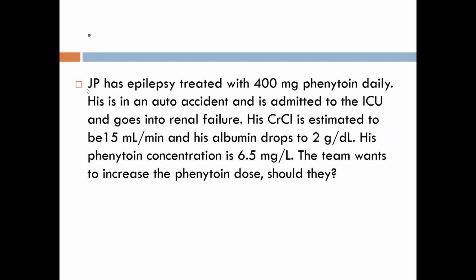Now, here's another case. JP is epilepsy treated with 400 milligrams phenytoin daily. He's in an auto accident and is admitted to the ICU and goes into renal failure. So that's important to know because then we have problems with our binding. His creatinine clearance is estimated to be 15 mils per minute, which is very low. It would be considered renal failure, and his albumin drops to 2 grams per deciliter. His phenytoin concentration is at 6.5, and the team wants to increase the phenytoin dose because remember, the therapeutic range is 10 to 20. But we also know if the binding changes, we can't trust the total concentration.